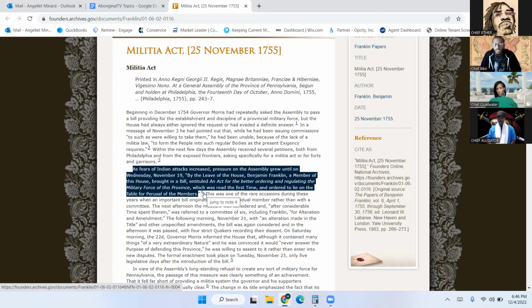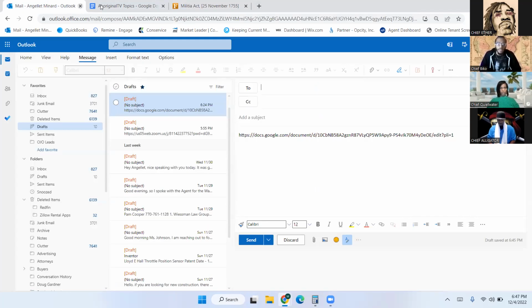So again, as fears of Indian attacks increase, who is the Indian first and foremost? Because as we already see from this document, they're already trying to steal our identity by calling us something that we're not. We're in America. Where are they getting this term Indian from? So again, we have to look at that and say, okay, as fears of American attacks, because again, they're infiltrating our land, our territories, and now we have to make sure that we combat that.